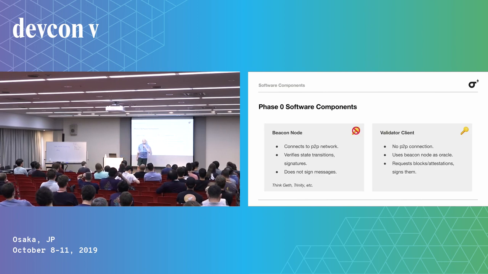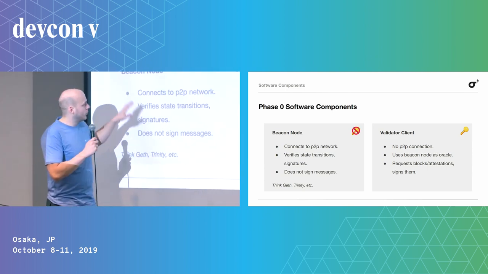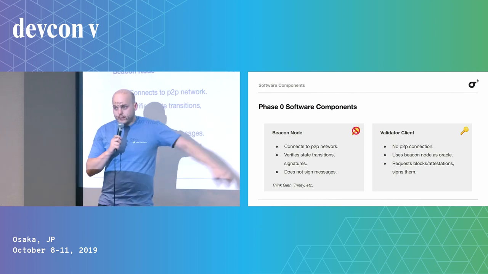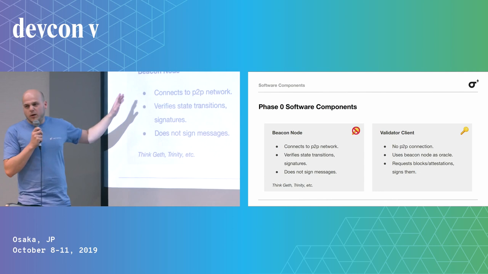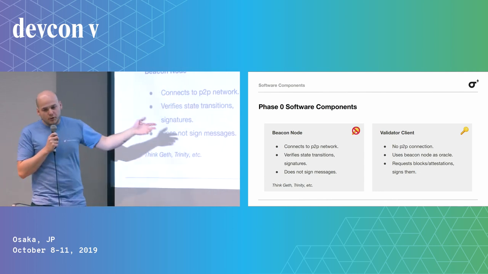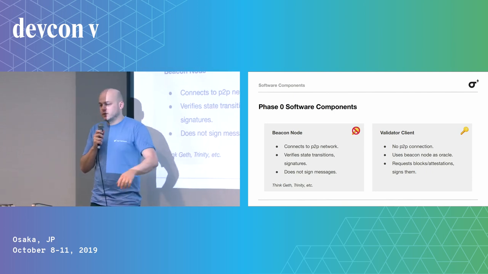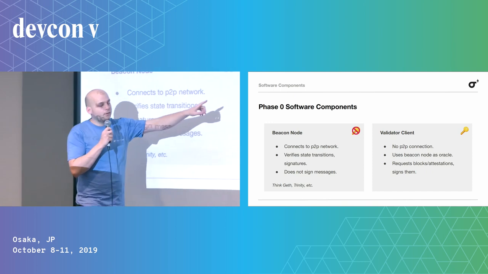So now I want to move on to the software components. This is how the researchers and implementers have been thinking about this system in two distinct components. One is the beacon node, the other is the validator client. The beacon node is what we know as Geth. This is the big piece of software. It connects to the peer-to-peer network, gets peers, imports blocks, does state transitions, verifies signatures, but importantly, it doesn't sign messages. That is the job of the validator client.